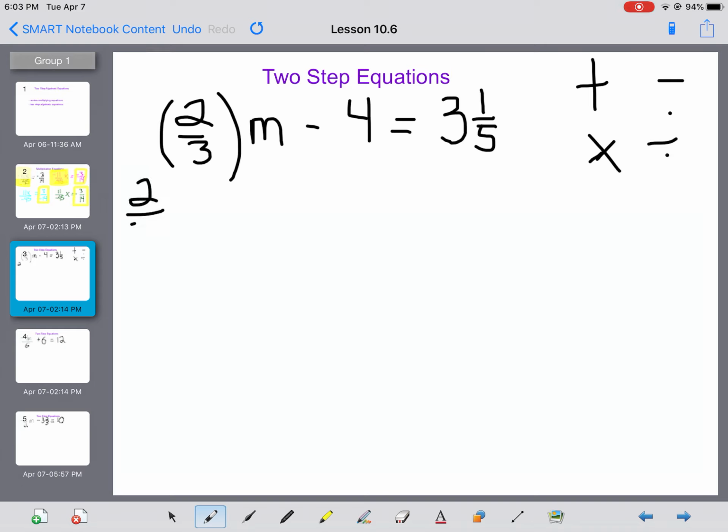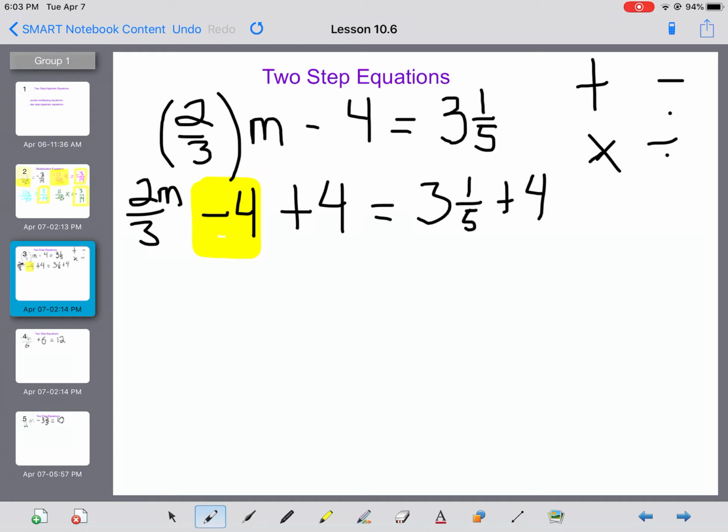So the first thing I'm going to do is get rid of that subtract 4. So I have 2/3 m, or I can think of 2m over 3, minus 4. And now I'm going to do the opposite of minus 4. The opposite of minus 4 is plus 4. But of course, what you do to one side, you must do to the other. So now these guys over here cancel out. So I get 2m, or 2/3 m, however you want to think of it, equals, and because I have two mixed numbers, I can just add them together, equals 7 and 1/5.